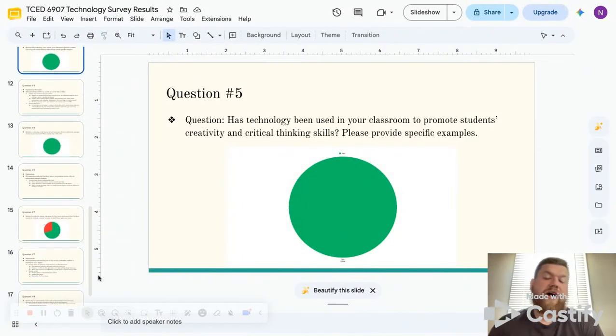Moving on to question number 5. The question: has technology been used in your classroom to promote students' creativity and critical thinking skills? Please provide specific examples. All 10 respondents said yes to this question.